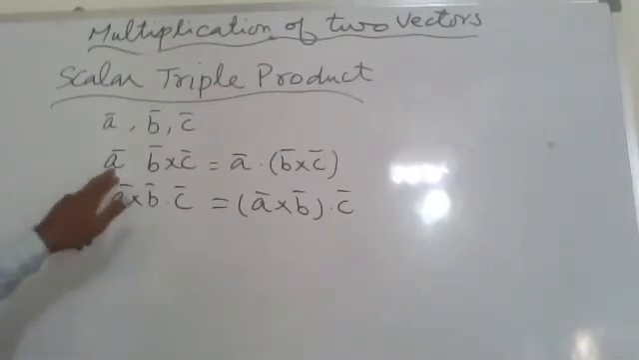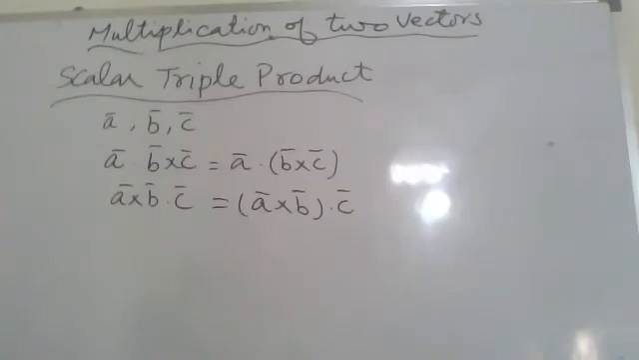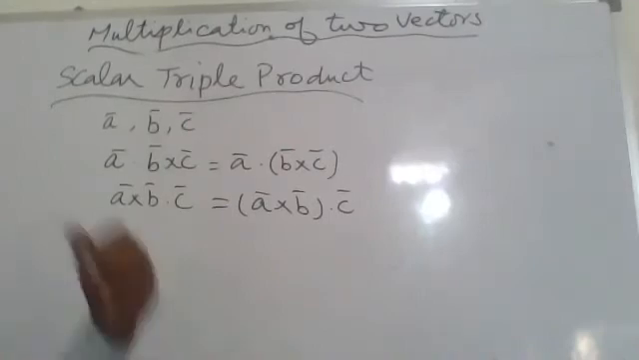So when you have both signs together, dot and cross, first you take the cross, then you take the dot. This is the order of operations for vectors.